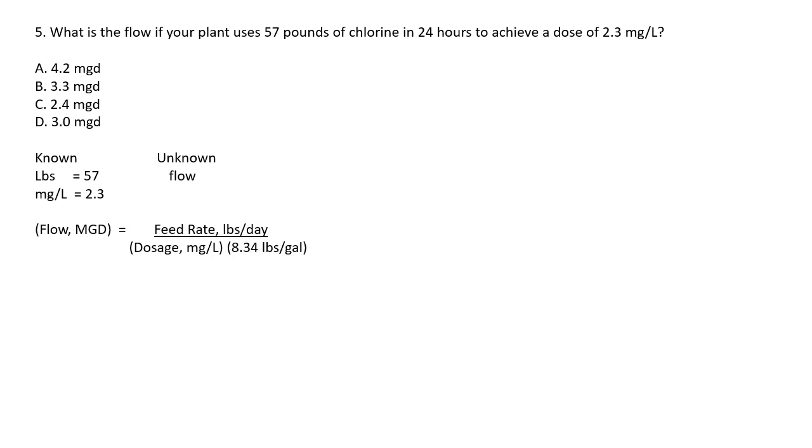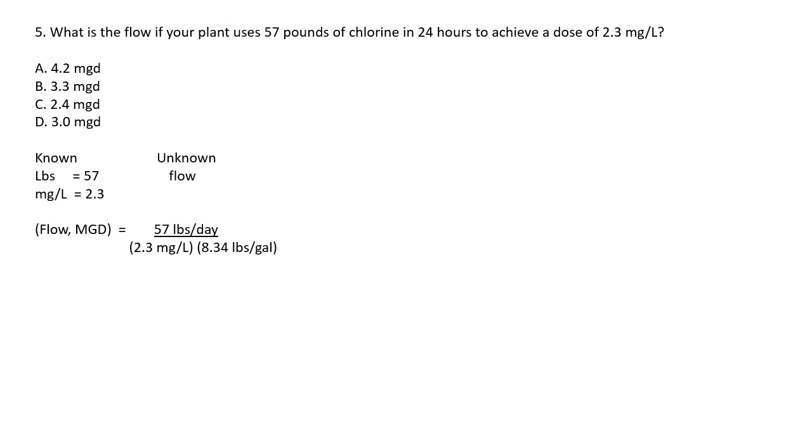Here's that rewritten. Flow million gallons a day is equal to the feed rate pounds per day divided by the dose milligrams per liter times 8.34 pounds per gallon. Our units of measurement are already in the appropriate units, so we're going to plug everything into that formula. 57 pounds a day divided by the dose of 2.3 milligrams per liter times the standard 8.34 pounds per gallon.